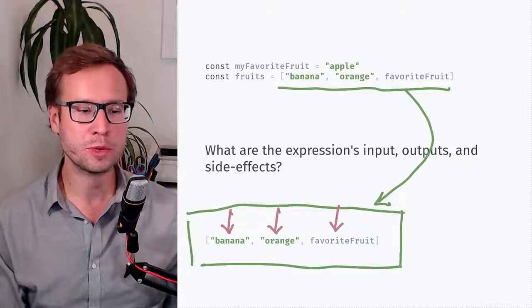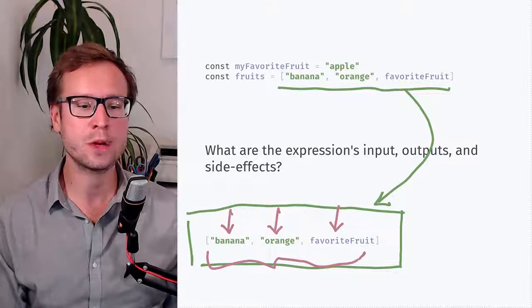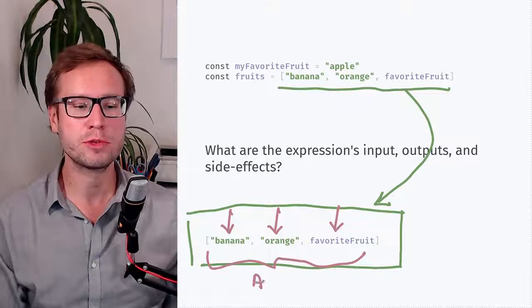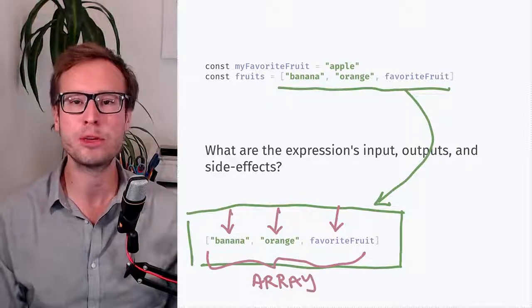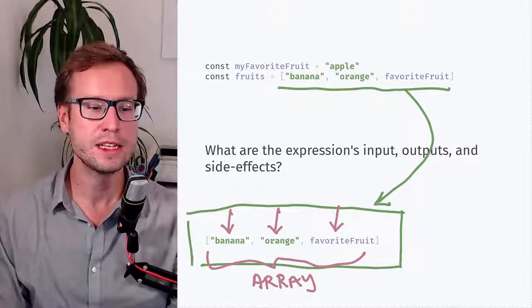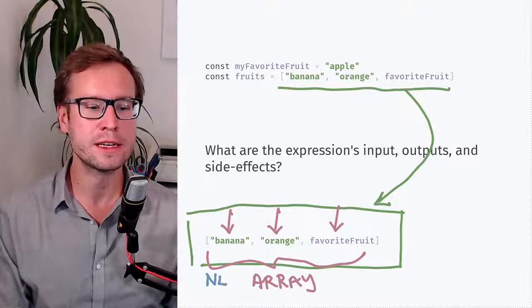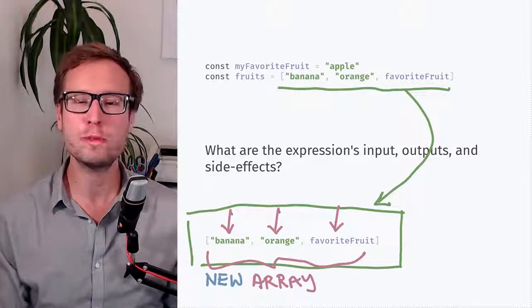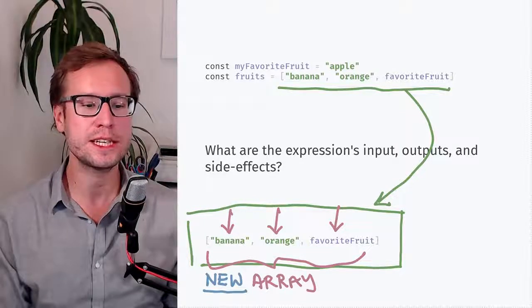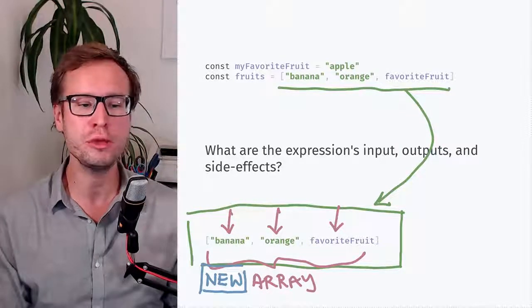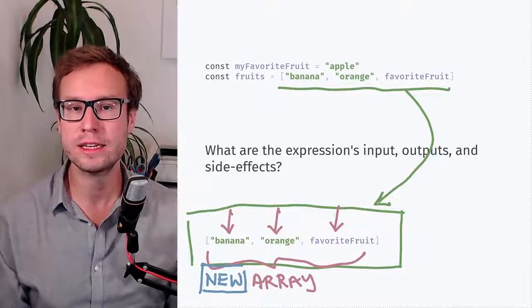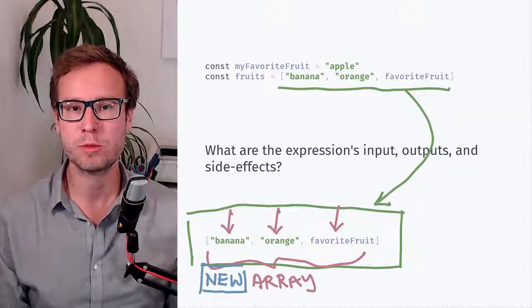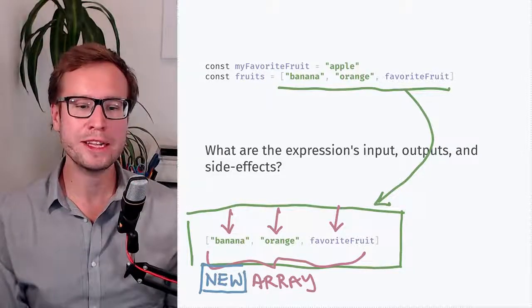Now what about the outputs? Well, the outputs is like saying, what does this produce? And this produces, simply enough, as we already know, an array in memory, a new array specifically. So I want to emphasize this. The output of this expression is a new array. It's always a new array because that's what an array expression does. That's why I like to call it an array creation expression. What about side effects?